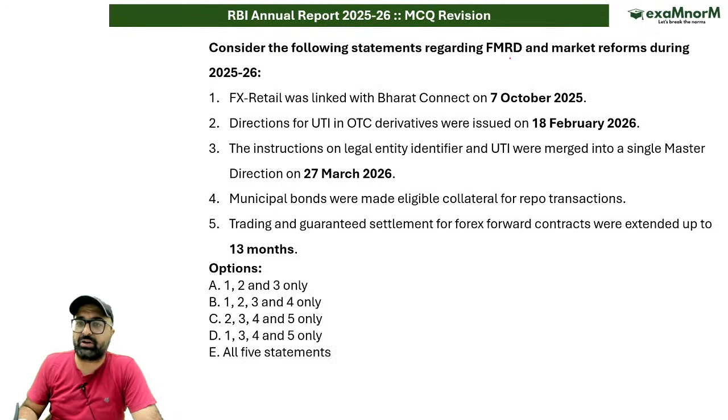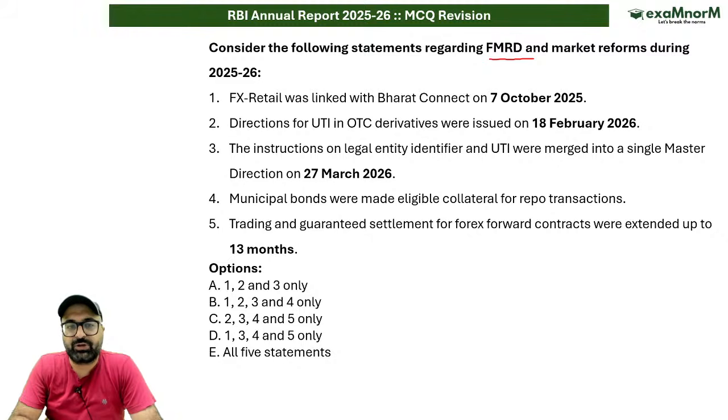सो द नेक्स्ट क्वेश्चन इज रिलेटेड टू द डिपार्टमेंट, वी कॉल इट एज FMRD and the market reforms which have been done. So what is it all about? So Financial Market Regulation Department, that is FMRD, focused on regulation, development and surveillance of money market, government securities, derivatives and foreign exchange market. So it has pushed transparency in unique transaction identifier system, linked foreign exchange retail with Bharat Connect, as well as updated rules for rupee interest rate derivatives, issued directions on UTI in OTC derivatives and whatnot, है ना.